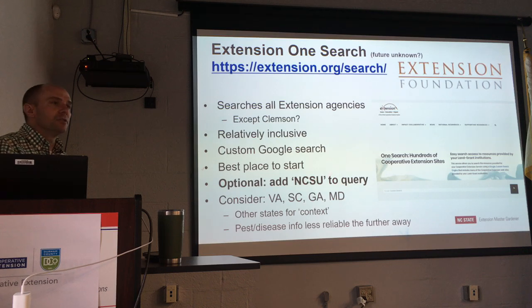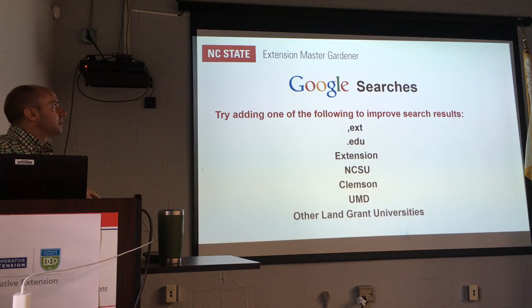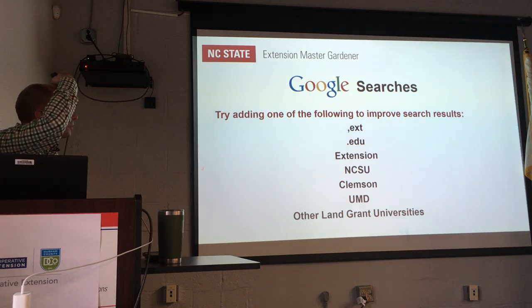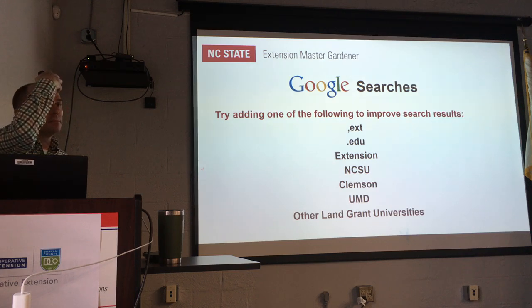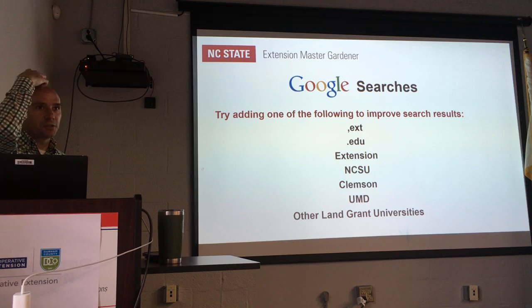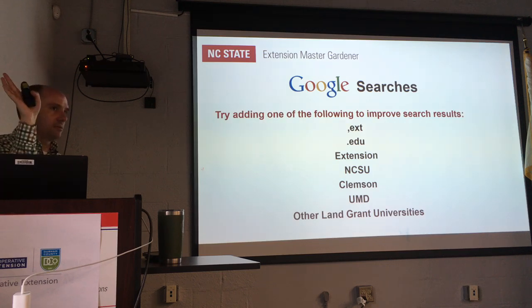So instead, you might need to use more precise Google foo. To do that, you would add usually .ext or .edu or extension or some abbreviation for the university. Any of those things are valid ways to make sure it filters through some of the nonsense. And notice too that Google now is using LLM AI stuff for their searches, which, don't trust that.